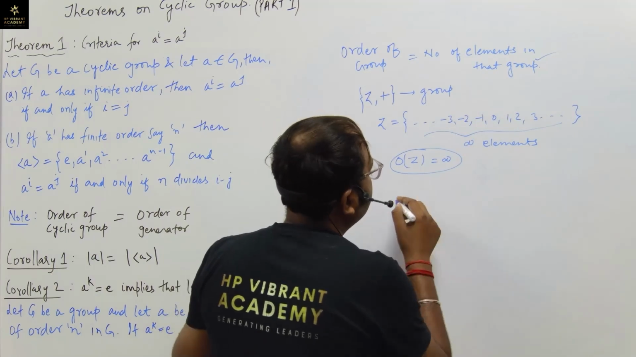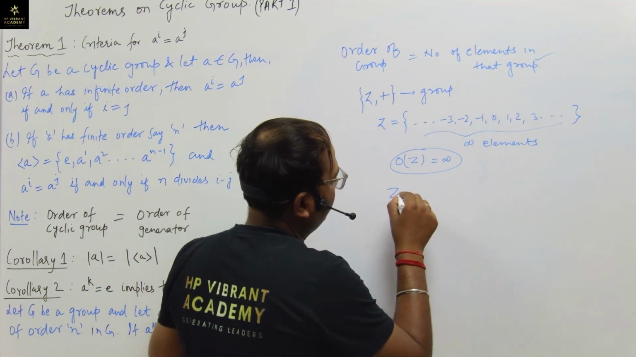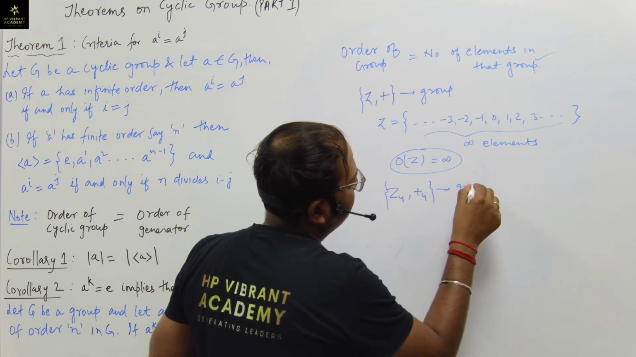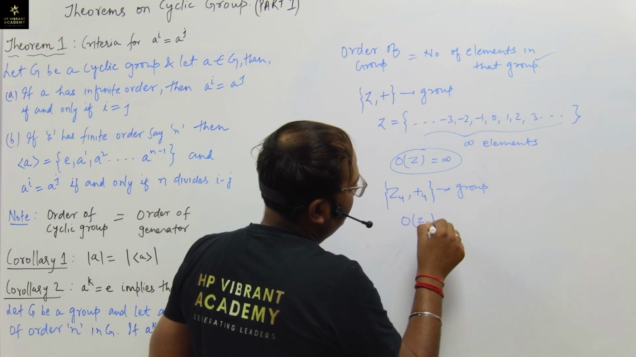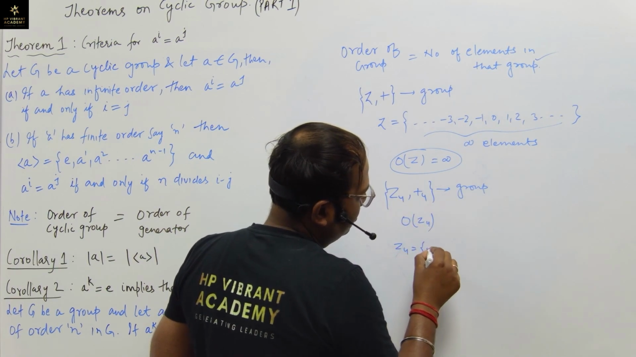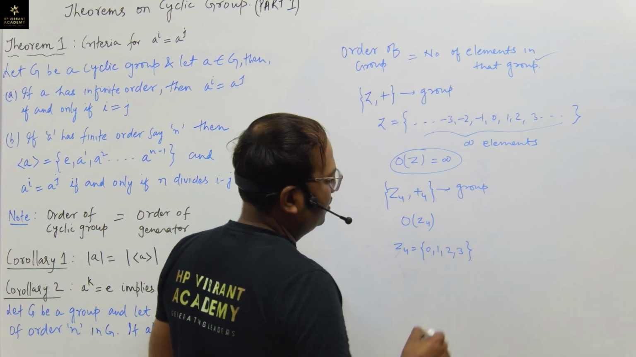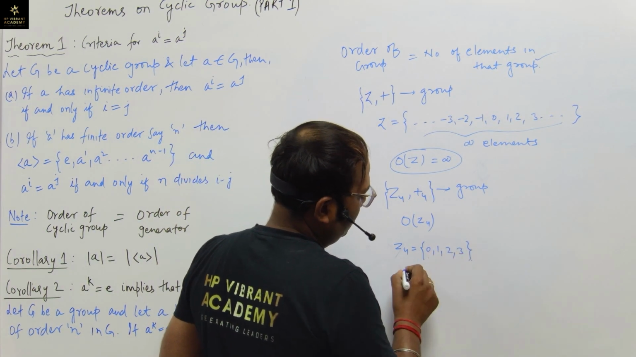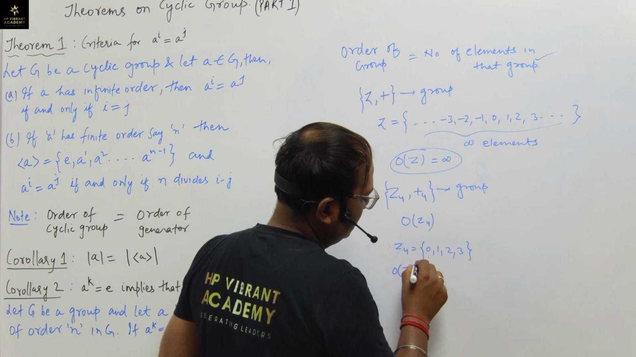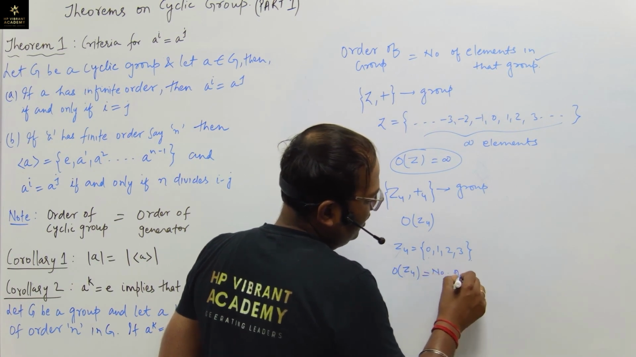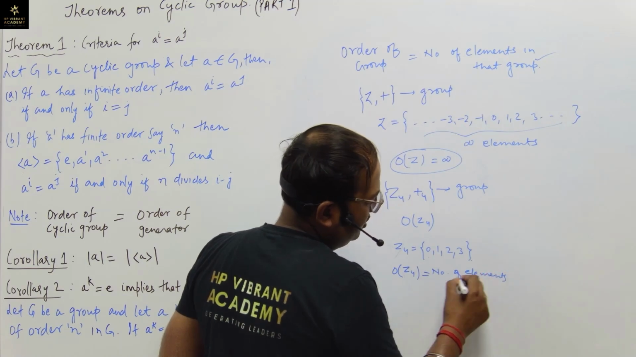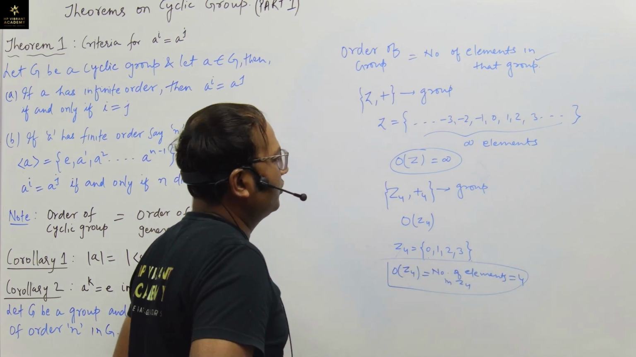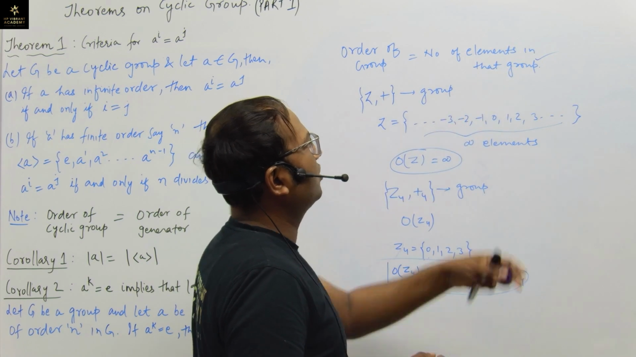Now let us take one more example. Z4 under addition modulo 4 forms a group. What will be the order of Z4? The elements in Z4 will be 0, 1, 2 and 3, that is 0 to n minus 1, that is 0 to 4 minus 1. The number of elements in Z4 is 4, so the order of Z4 will be 4. So the order of group is equal to the number of elements in that group.